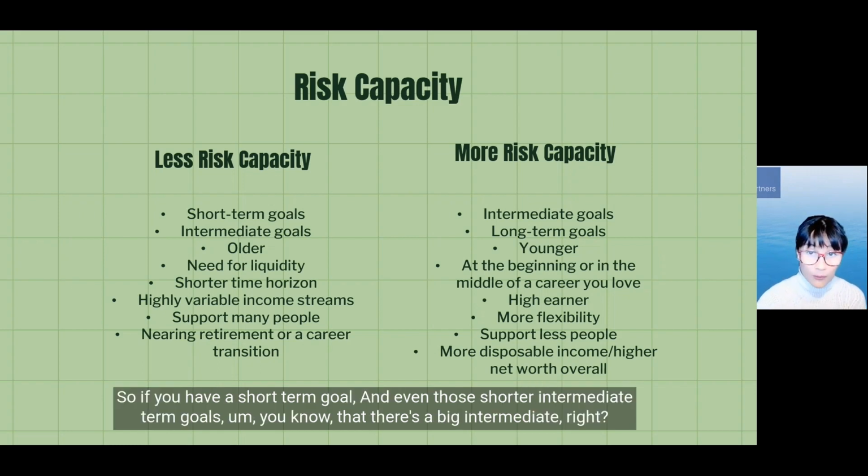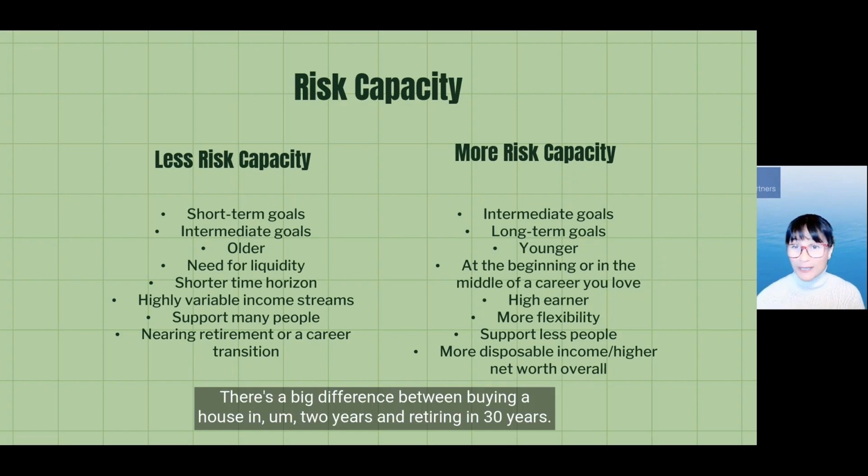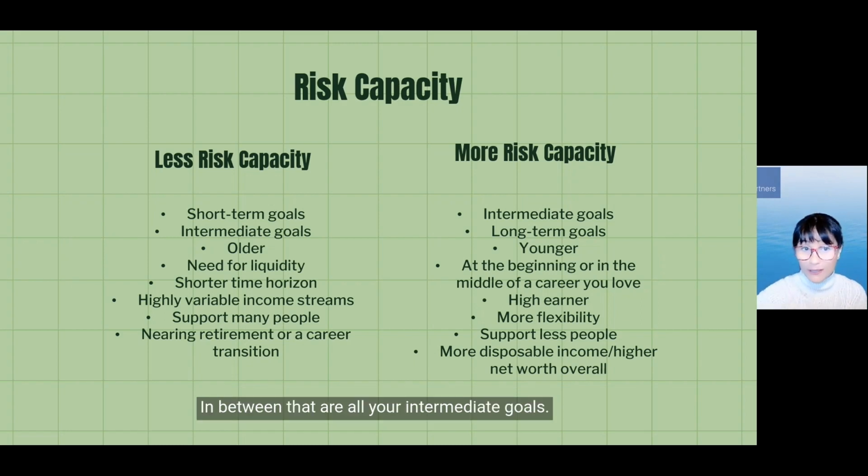So if you have a short-term goal, and even those shorter intermediate-term goals, there's a big difference between buying a house in 2 years and retiring in 30 years. In between that are all your intermediate goals.